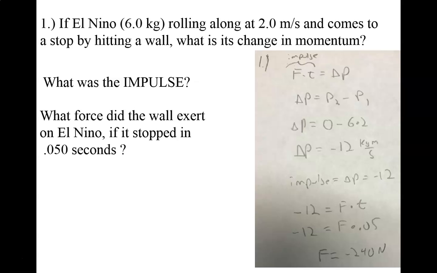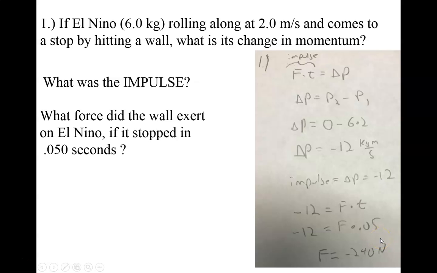Anyway, if El Nino hits the wall and comes to a stop in 0.05 seconds, we know the impulse is minus 12, so that's equal to force times time, because that's our change in momentum. Impulse equals change in momentum. Minus 12 equals the force times the time, which is 0.05 seconds. And we get negative 240 newtons.